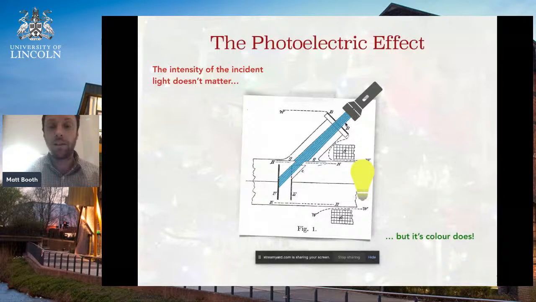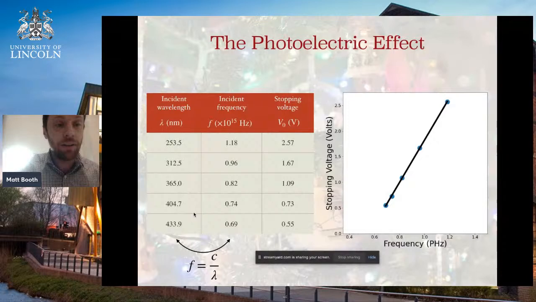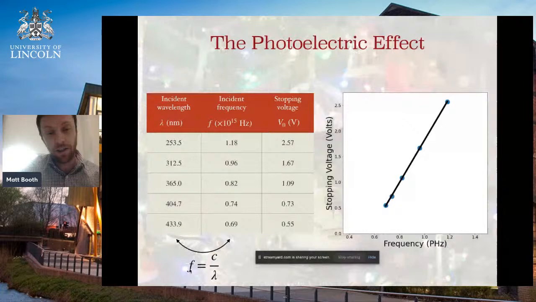So this experiment was performed by Millikan quite famously. What we have here is the actual original data from Millikan. Here on these two columns, we have two different ways of thinking about the energy of the light. We can talk about light in terms of its wavelength or its frequency, and they're inversely proportional. The c here is the speed of light. And this stopping voltage is quite difficult to explain, so don't worry too much about what the stopping voltage means.